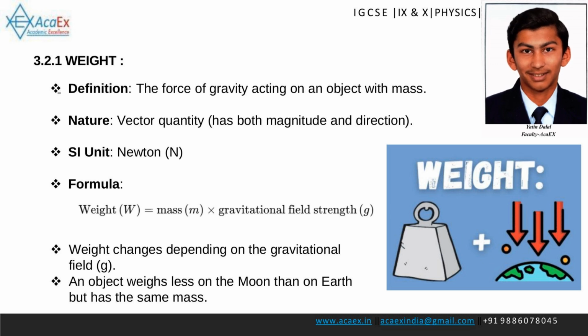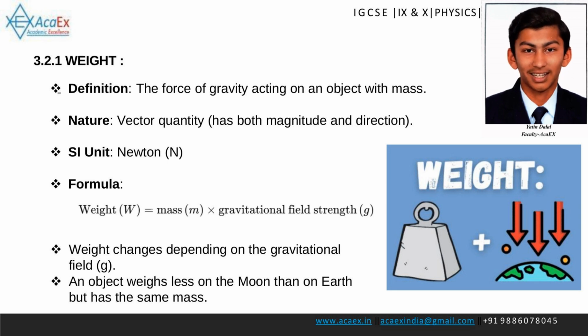Weight definition: the force of gravity acting on an object with mass. Nature: it is a vector quantity, meaning it has both magnitude and direction. SI unit: the SI unit is the Newton, N. Formula: weight W equals mass m multiplied by gravitational field strength g.